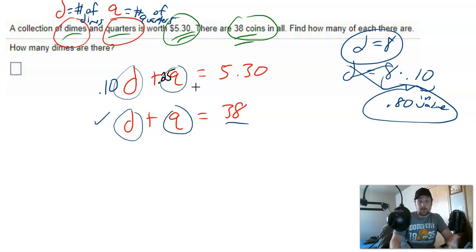If I have 3 quarters, that's the number I have. I multiply that by 0.25 to get the value of those quarters, which is 75 cents, 0.75. So this is what your 2 equations should look like. All right, then we're going to solve this.